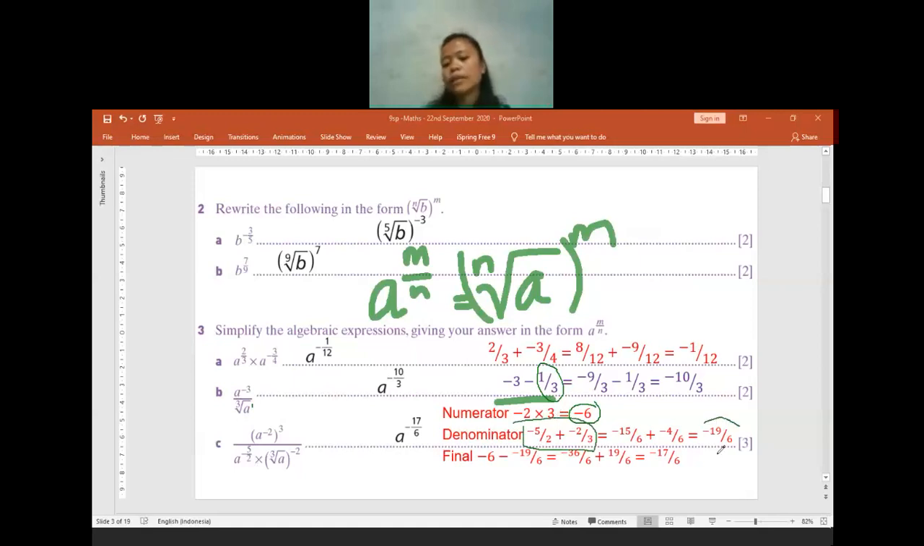So for question C, power with powers, we do times, so we have to multiply them. This is multiplication, it means we have to add the power, so we do a normal addition. This is the final answer. But this has a numerator and denominator. It means I have a to the power of negative 6 for the numerator. And for the denominator, I will have a to the power of negative 19 per 6. Division, so it means I have to subtract the power. That's why I do negative 6 minus negative 19 per 6, and then you can do normal subtraction.